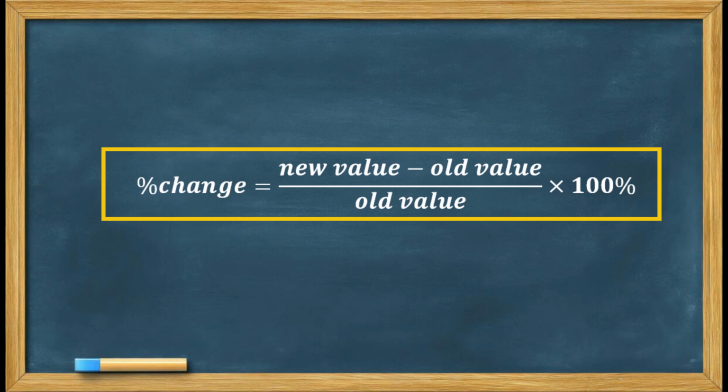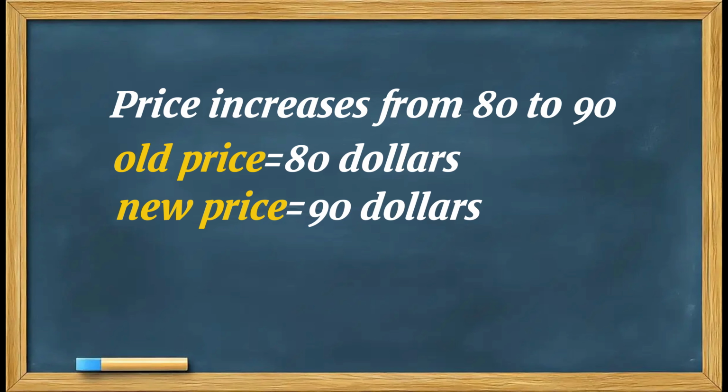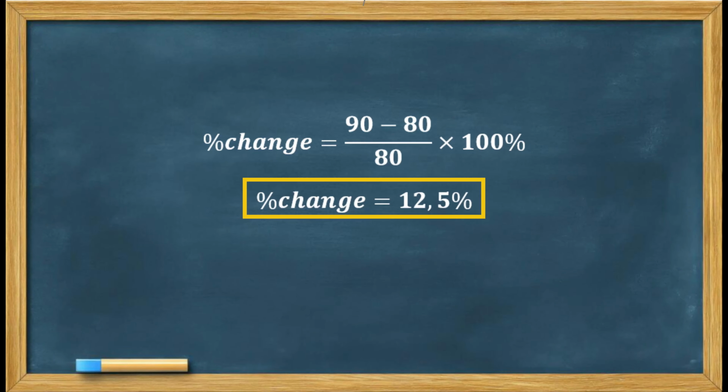This appears very often on the SAT. Here is the formula: new value, subtract old value, and divide by the old value, then multiply by 100%. Let's jump into a simple example. If the price of a dress starts out at $80 and rises to $90, by what percent does the price of the dress change? The old price is 80 and the new price is 90. Put the values into the formula. So the percent change is 12.5%.